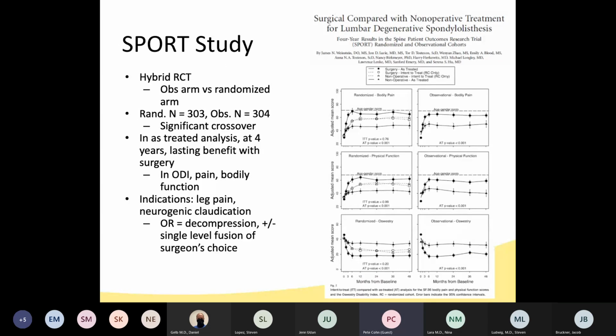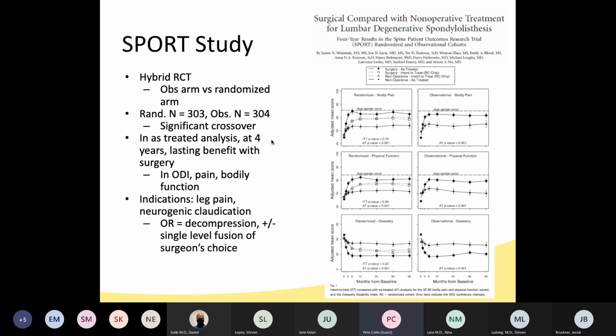So one of the oft-cited and discussed papers discussing surgery versus non-operative treatment for spondylolisthesis is the SPORT study or SPORT trial, which was a randomized controlled trial with basically operative and non-operative treatment for spondylolisthesis. And in this case, they were only talking about degenerative spondylolisthesis. The real key in this trial is to look at the as treated numbers. There was a 33% crossover from the non-operative to the operative arm, whereas 97% of the patients offered surgery ended up undergoing surgery.